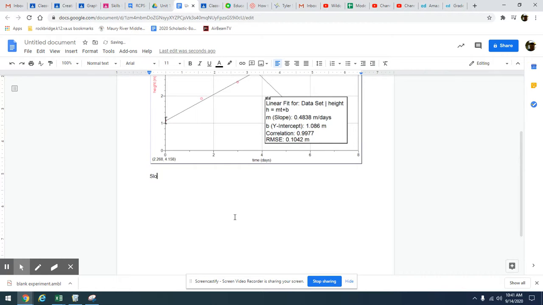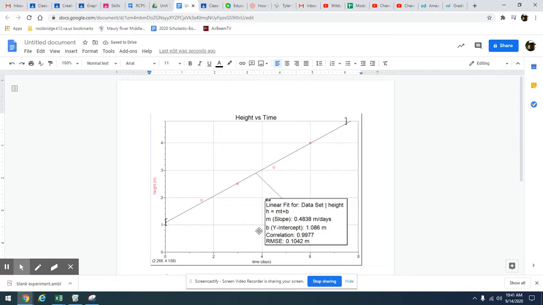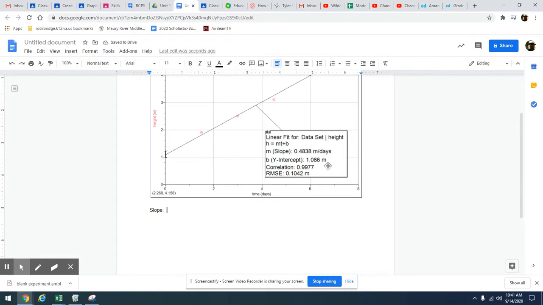So the slope of this is, in this particular one, now if you're using Logger Pro, one of the nice things about Logger Pro versus Graphical Analysis is it does tell you the units in the slope. It says this number meters over days. If you're using Graphical Analysis 4, you need to put that in yourself.